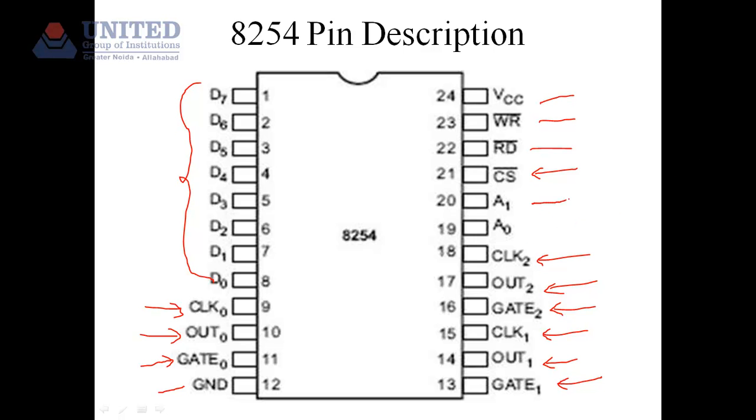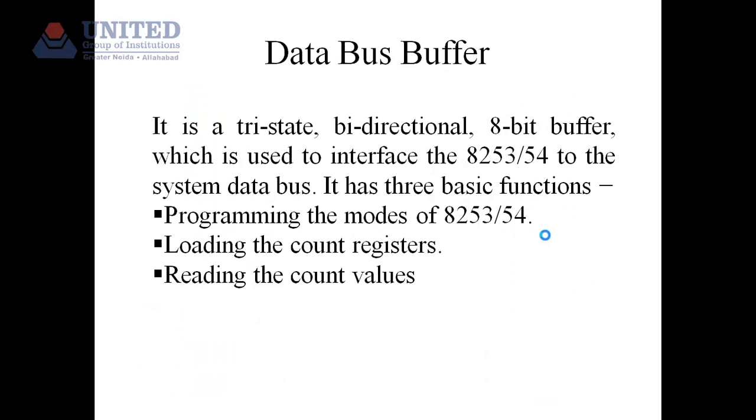Now these are the two address control signals by the matrix of which we select the type of counter or the automatic mode. Coming on to the data bus buffer, which we have already seen in the block diagram. This is a tri-state bidirectional 8-bit buffer which is used to interface the timer IC to the system data, and it has three basic functions.